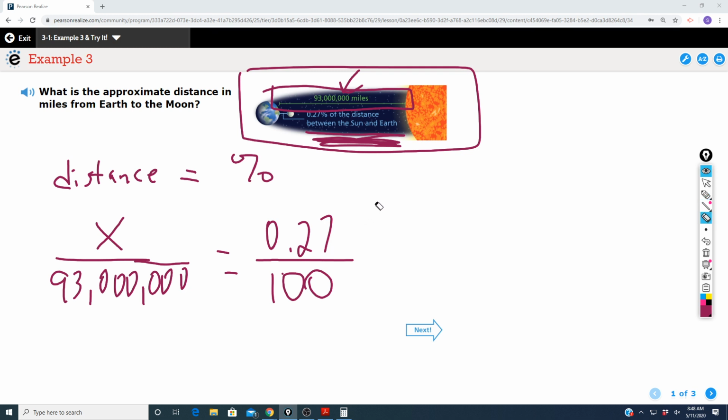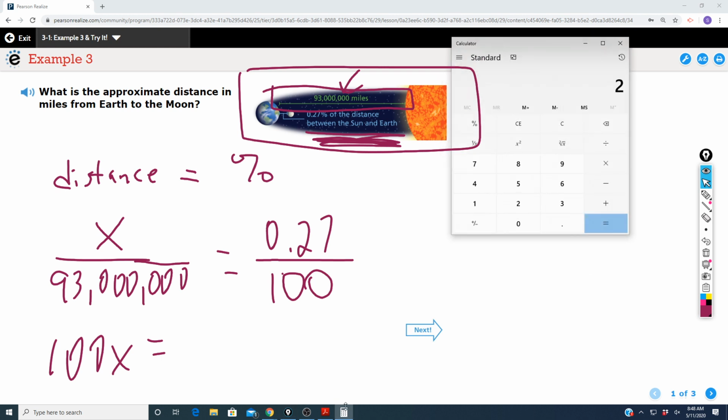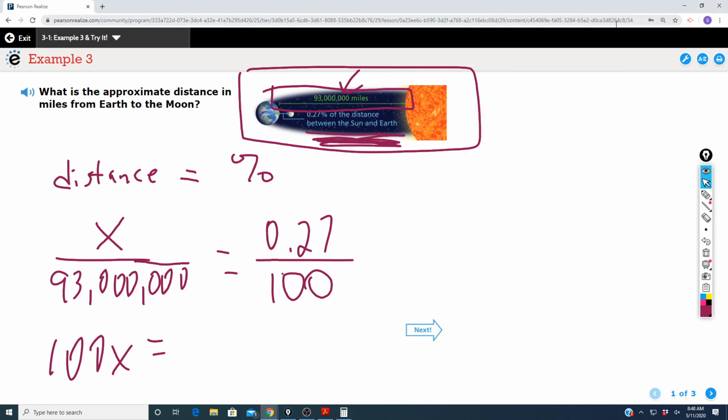And again, it works the same way. You cross multiply. So x times 100 is 100x. And just for the sake of this, take your 93 times your 0.27. Basically what you're saying here is, what's 0.27% of 93 million?